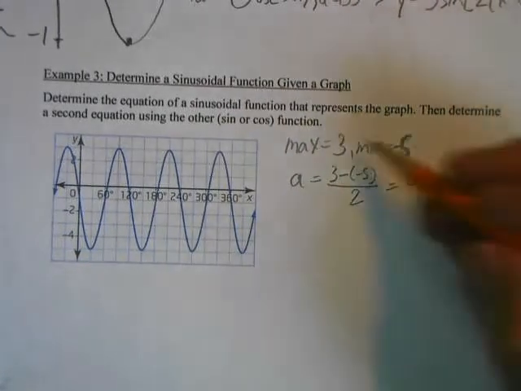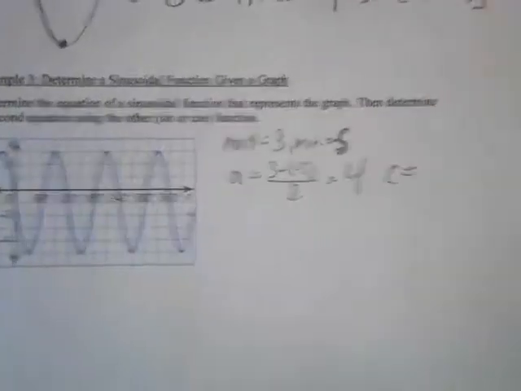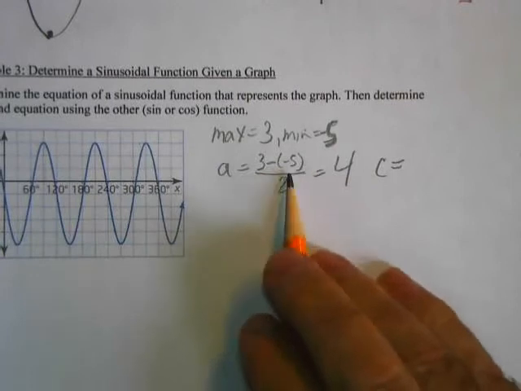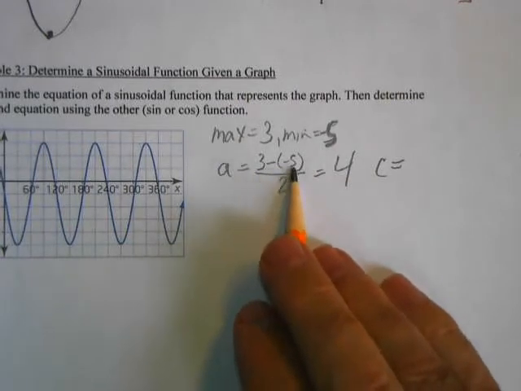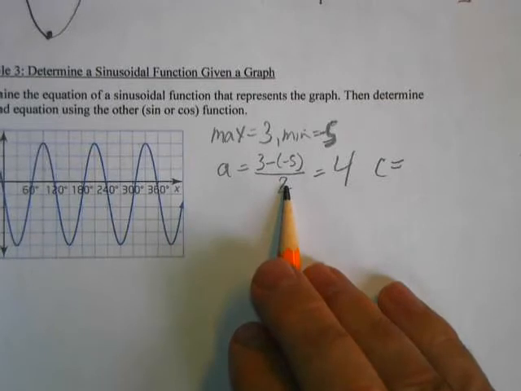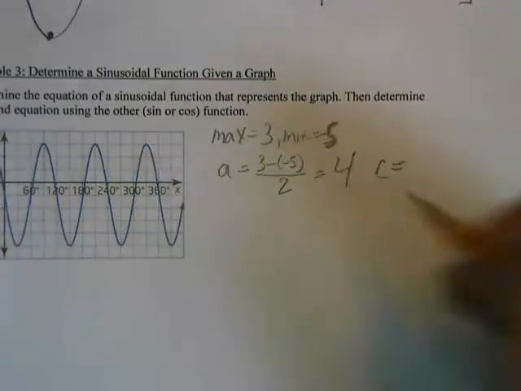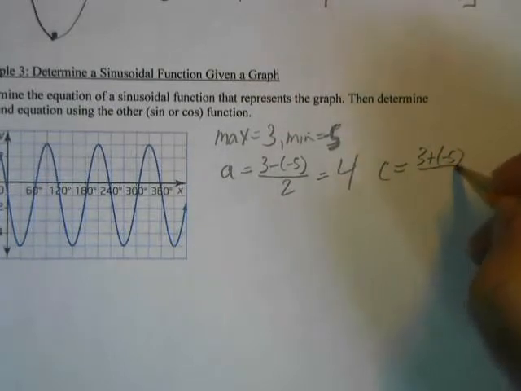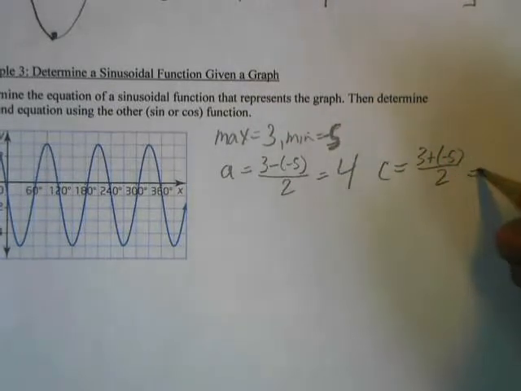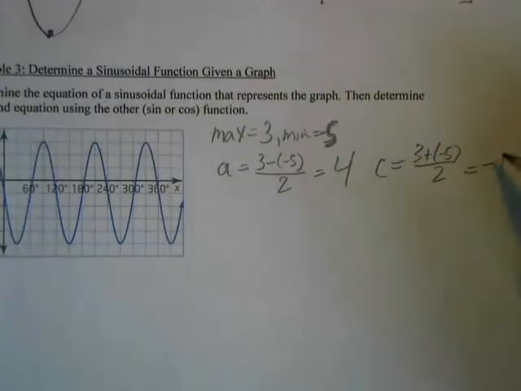Okay, nice easy equation. Now the equation to get the C value is very similar to what we just used, except instead of subtracting these values, we're going to add them and then divide by 2. That's going to give us the average of the max and the min, and the average of those points will be the C value. So 3 plus -5 divided by 2, that's -2 over 2, which is -1. Okay, so I've got my A and my C values, no problem.